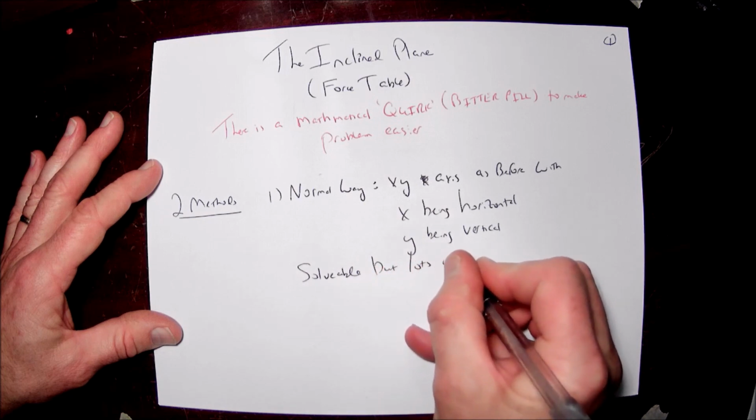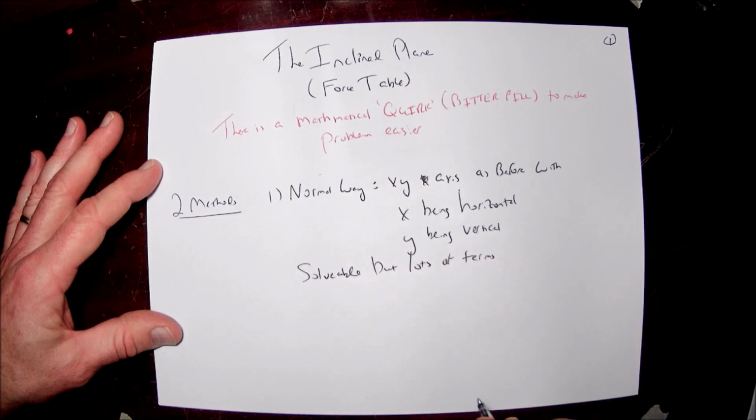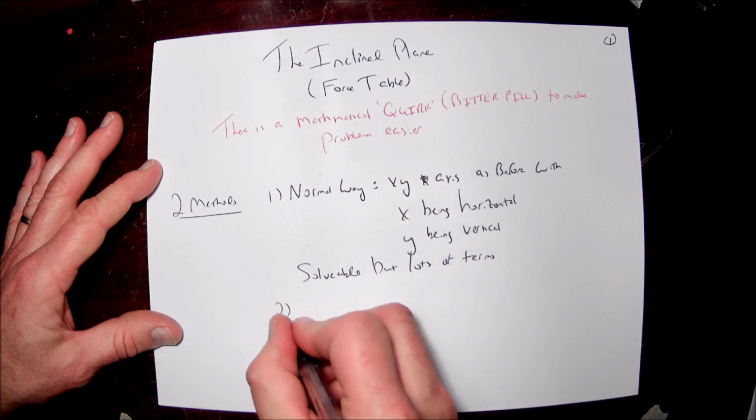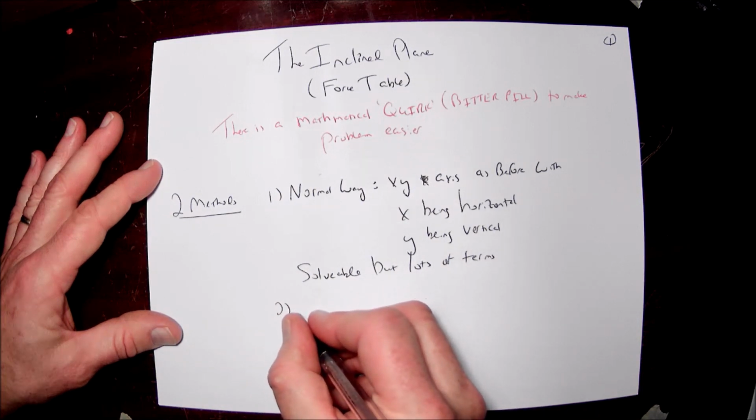But lots of terms. Okay, lots of angles too. A lot of different angles. You gotta keep track of them all. It's not saying the new way is not going to have any angles. It's just that there's usually far fewer of them. So what do we do in the new way?